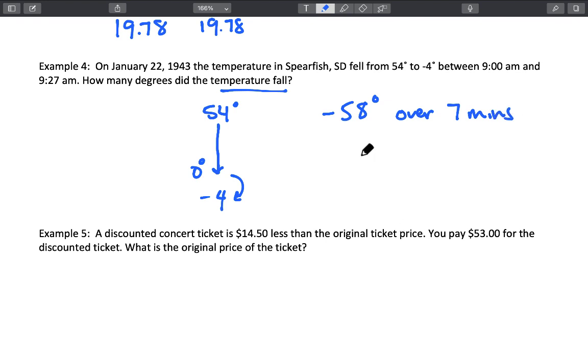Now, if it asked degrees per minute, we could simply take that -58 and divide it by 7. But here, it's good enough to just answer the question, how many degrees did the temperature fall? And for that, it's -58 degrees.